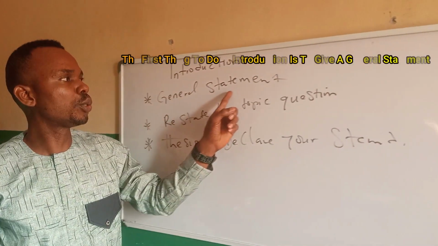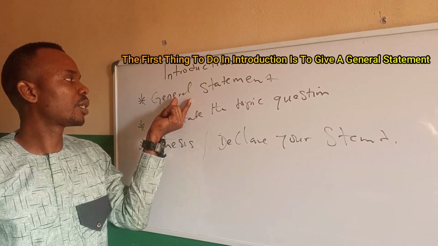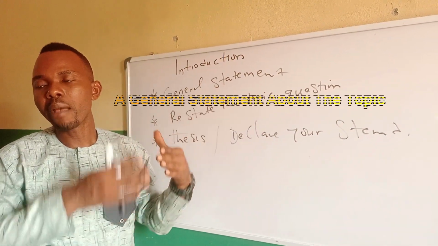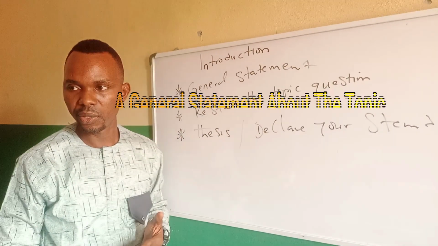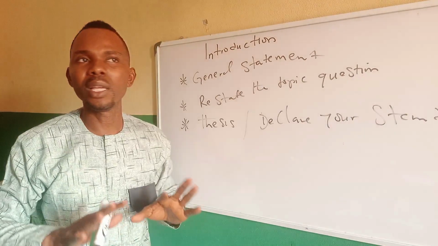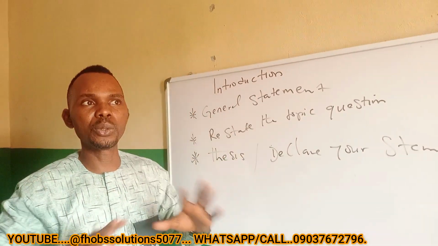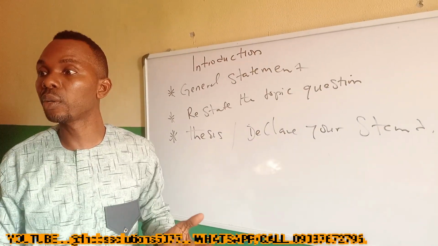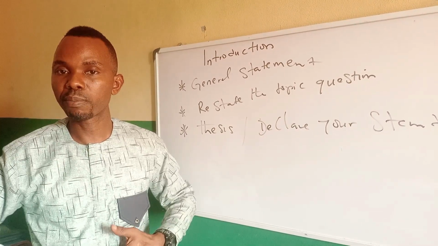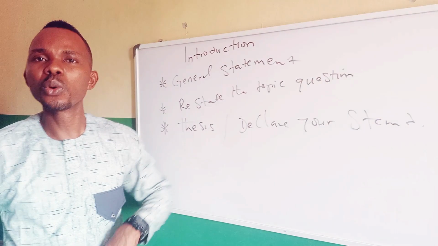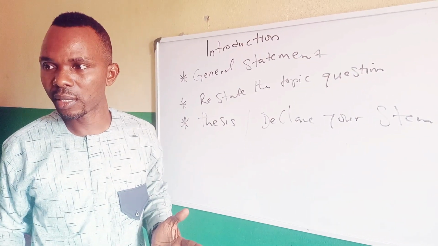So the first thing you do in your introduction is to give a general statement about the topic. Maybe put down a statement that just talks about education in the abstract. For example, it is common knowledge that education has practically become part of human life. Do you understand? So that's a generalized statement.